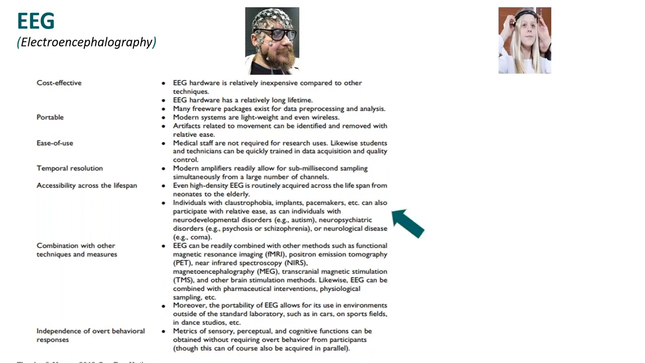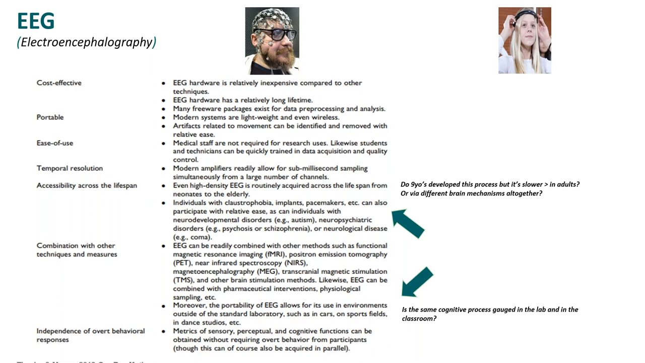So, for example, accessibility across the lifespan allows us to establish whether nine-year-olds have developed a certain cognitive process but it's just slower than in adults, or maybe the same cognitive process is operating via different brain mechanisms altogether. In turn, the independence of overt behavioral responses can allow us to assess whether the same cognitive process has been engaged in the lab as in the classroom. But also, if children haven't made the right response, we can check whether this is due to them not engaging a given cognitive process. I'll explain this to you in just a second.